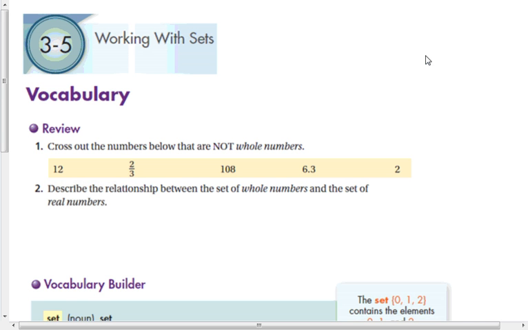You're going to learn how to write sets and identify subsets, and also how to find the complement of a set. Go ahead and do this review. Pay close attention to the definitions, very important. I'll check back with you.